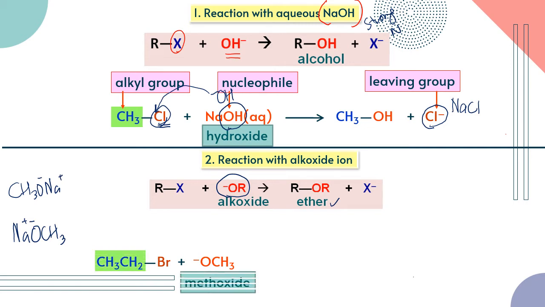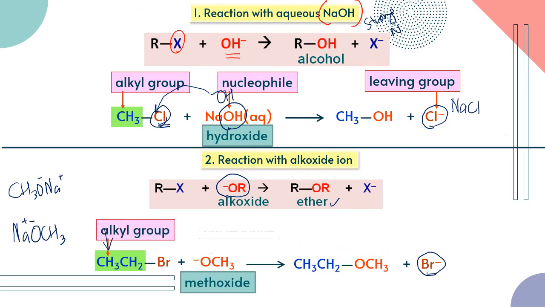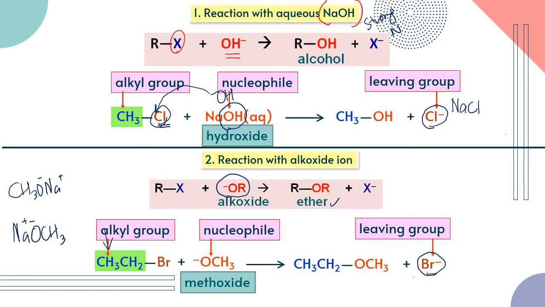So this is your alkyl group, and then you will have methoxide as the nucleophile. Br minus over here is the leaving group. So the methoxide will substitute bromine, and you will have a bond between O and C. That's why you will get an ether over here. Alkyl group, nucleophile, and then the leaving group.